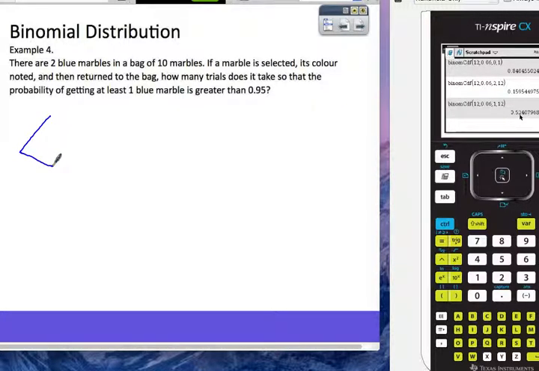So on any trial, you can either choose a blue marble or not a blue marble. And again, on the first selection, the probability of getting a blue marble is 0.2. Not getting a blue marble is 0.8.